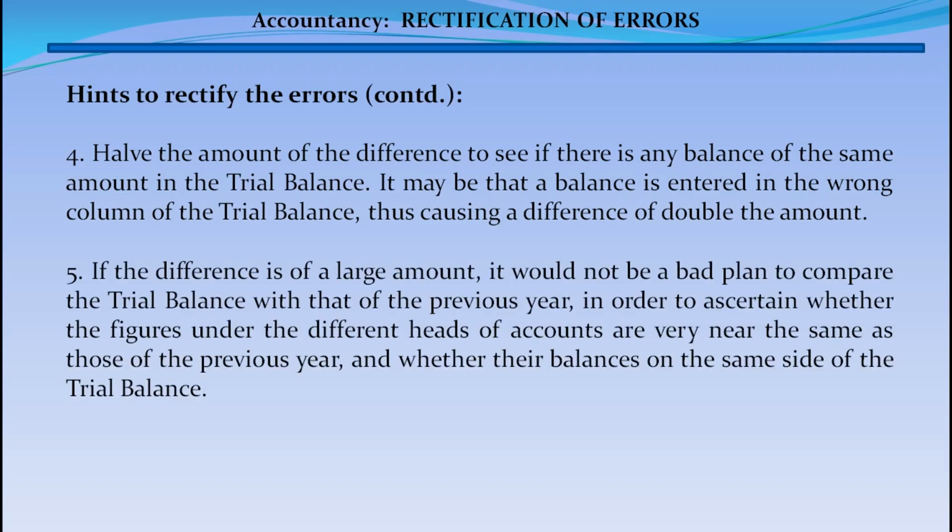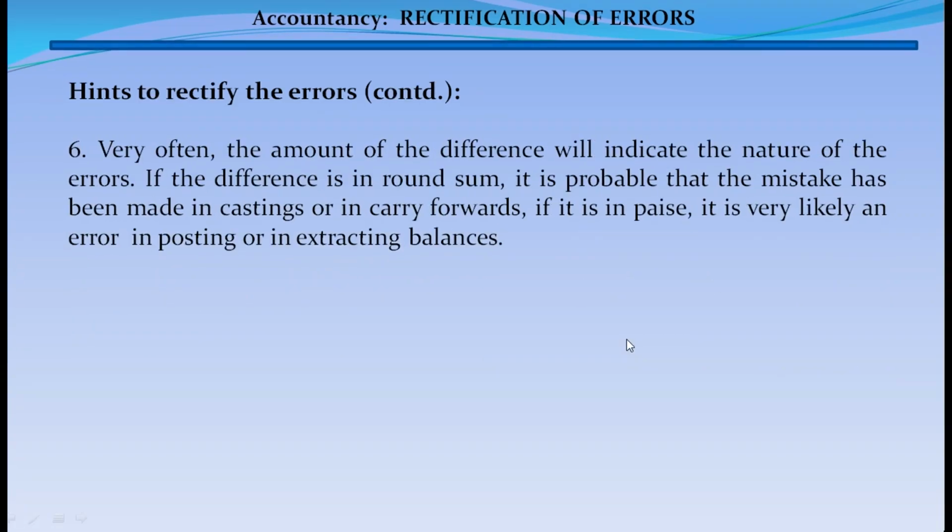5. If the difference is of a large amount, it would not be a bad plan to compare the trial balance with that of the previous year, in order to ascertain whether the figures under the different heads of accounts are very near the same as those of the previous year, and whether their balances are on the same side of the trial balance. 6. Very often the amount of the difference will indicate the nature of the errors. If the difference is in round sum, it is possible that the mistake has been made in castings or in carry forwards. If it is in pies, it is very likely an error in posting or in extracting balances.